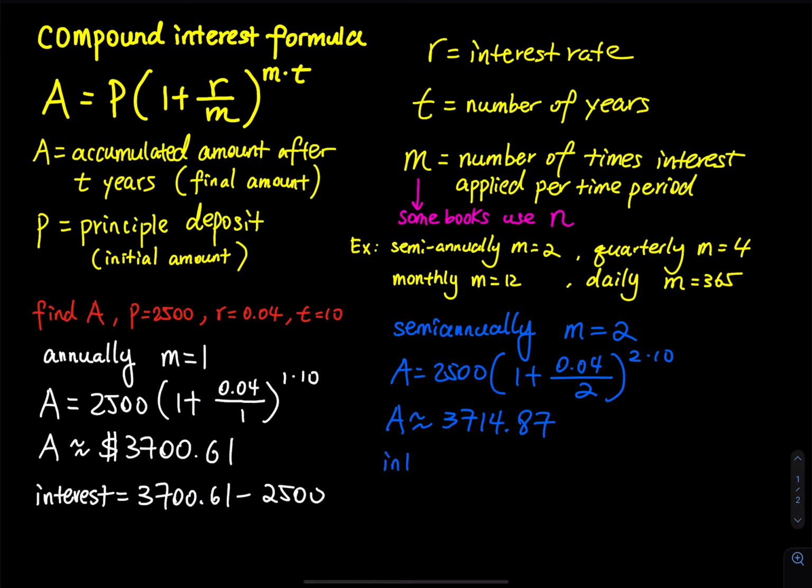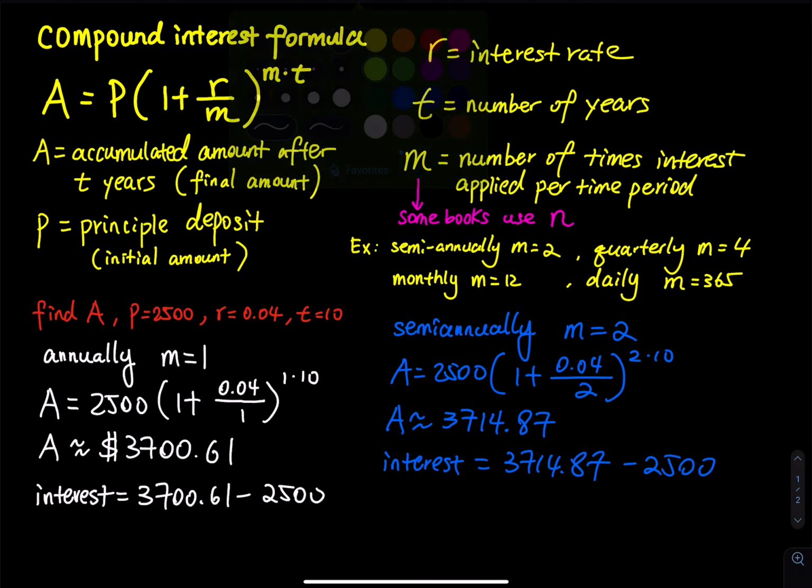How much interest did you earn in the past 10 years? The interest equals your final amount subtract your principal deposit. Whatever that equals is the interest you earned in the past 10 years. You might say that looks a little unrealistic. Yes, I'm trying to make the numbers nice. The reason it looks unrealistic is that in real life, the interest rate is way lower than this. Okay, so we did annually and semi-annually. How about quarterly? Let's do quarterly.